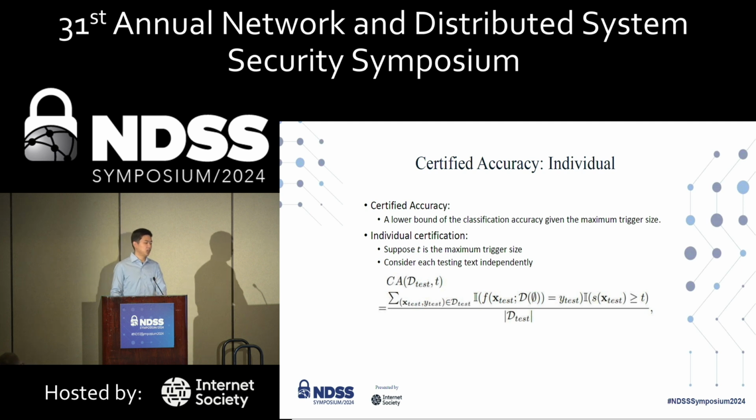With the certified size, we can calculate the certified accuracy. The certified accuracy is defined as the lower bound of the classification accuracy on a testing dataset given the maximum trigger size. The naive way to do that is by individual certification. Suppose T is the maximum trigger size, and we consider each testing text independently. We can use this formula to calculate the certified accuracy. The intuition is that we calculate the fraction of examples where the prediction is correct and whose certified size is not less than the maximum trigger size.